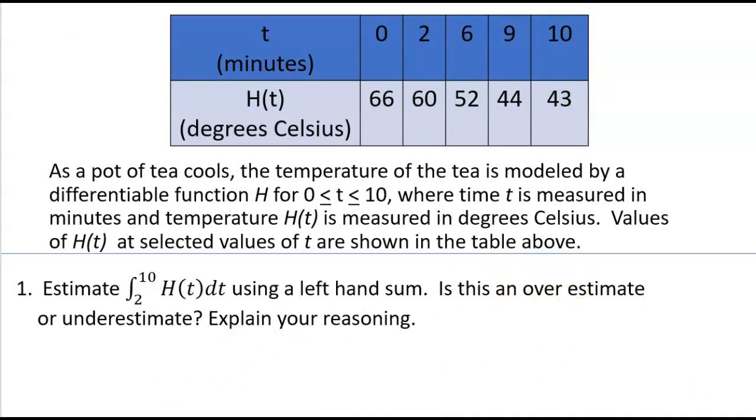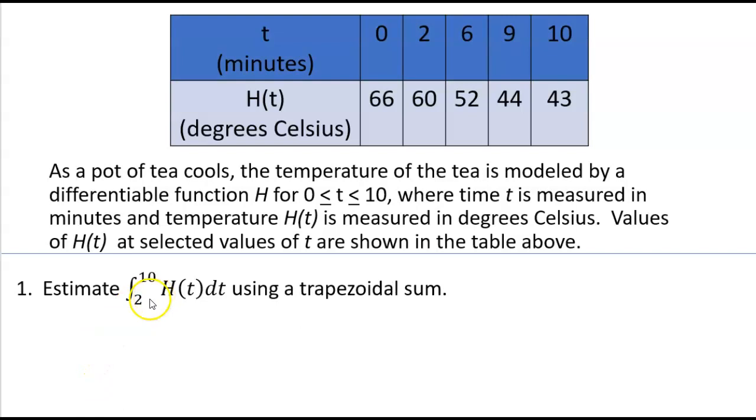Just so you guys know, they can only ask you if it's an overestimate or underestimate if the function is always decreasing, like it is here. If the function's going up and down, they can't ask you the question because depending on what interval you're looking at, it will change.